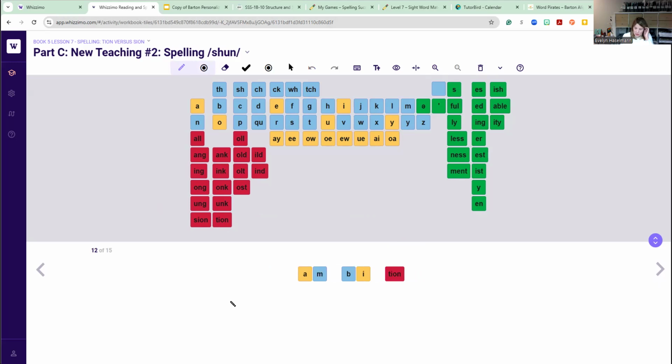Okay. So this word says ambition, and it has the short I as an itchy sound right here. So after a short vowel, you can spell shun with TION, like ambition. But then we also have a word like session. Again, it's still saying shun, but it's got the SSION.